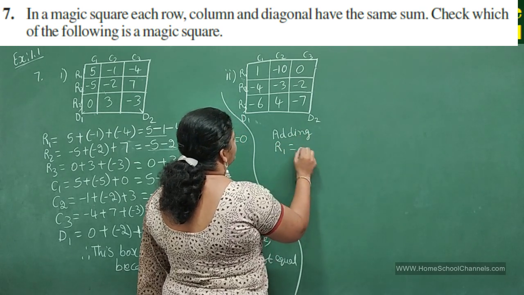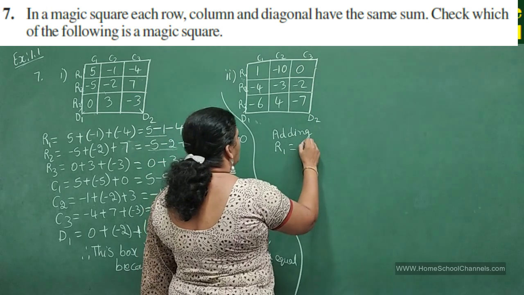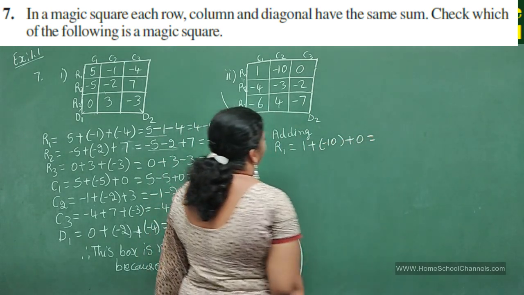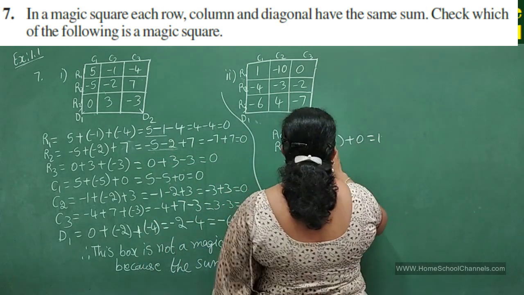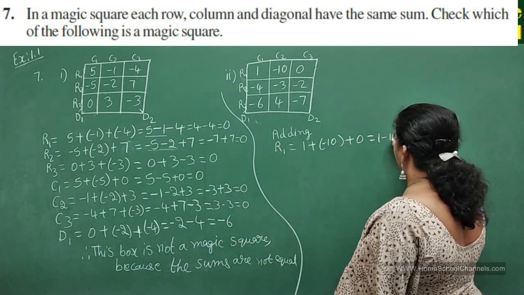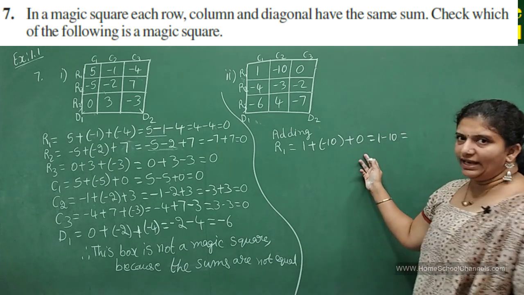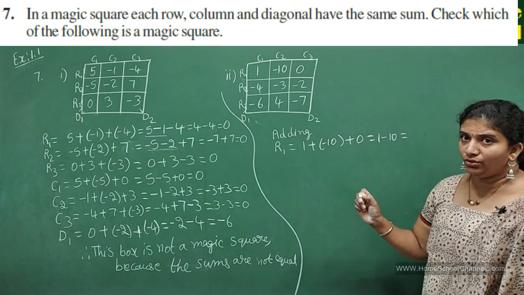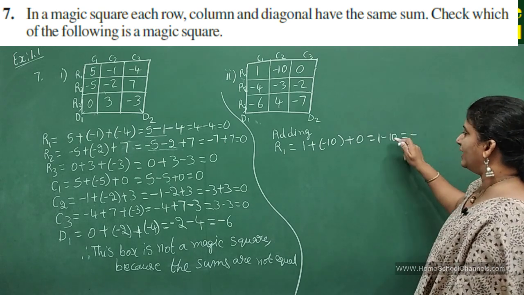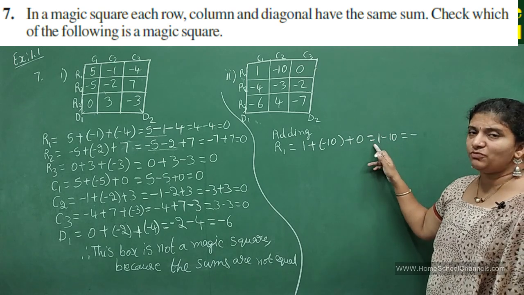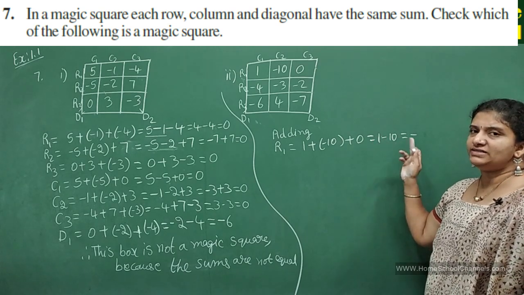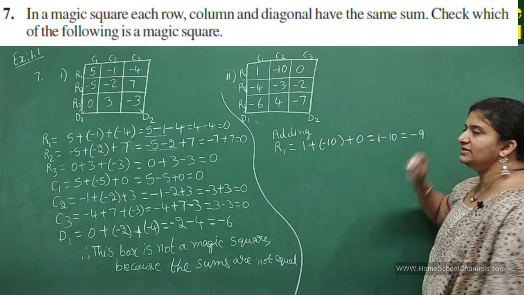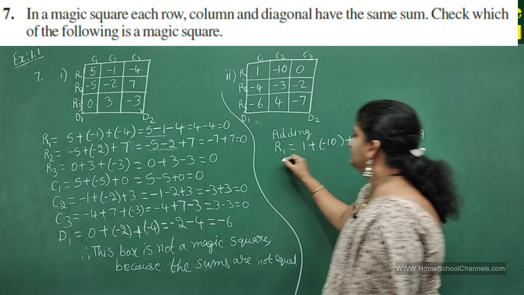Adding R1, that is row 1: 1 plus of minus 10 plus 0 equal to 1 plus into minus, minus 10. 0 you can leave. Plus 1 minus 10. So what you need to do? You need to take the sign of the greater number and subtract the smaller number from it. That is 10 minus 1 will be 9. Follow with a negative sign: minus 9.